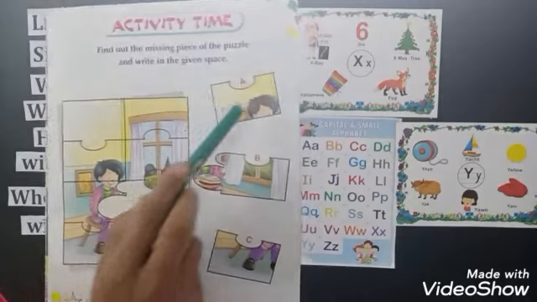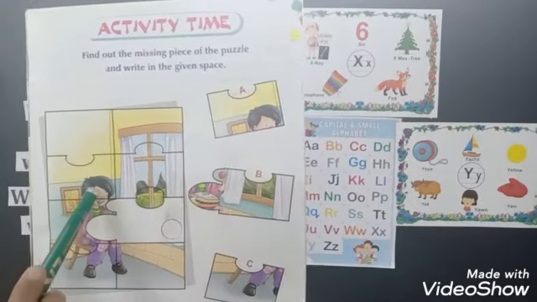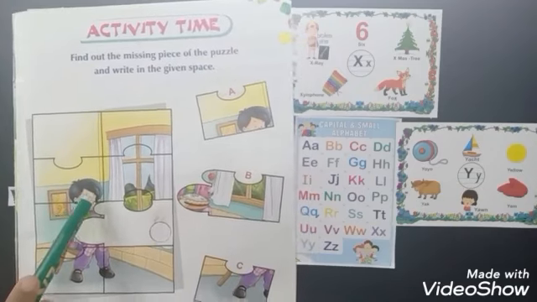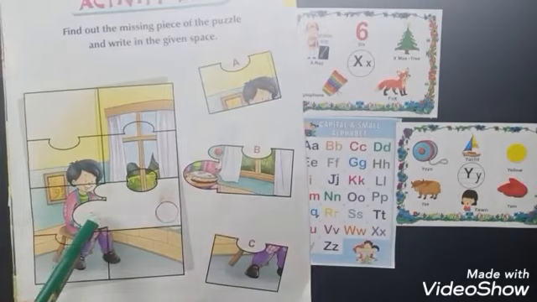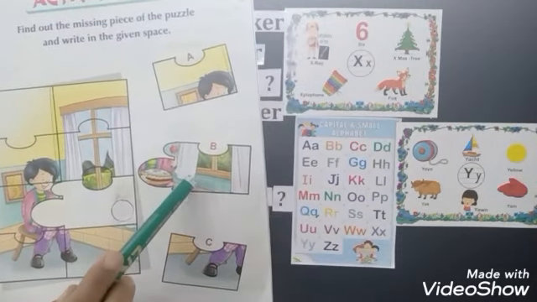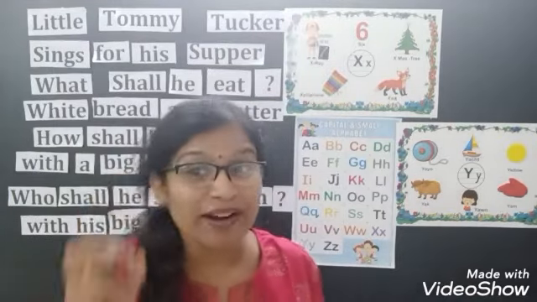Okay. Is it A? A has a head over here. Head is already here. Yes. B? Yes. This Christmas pie is missing. Are you thinking B will come here? If you are thinking that, you are right.